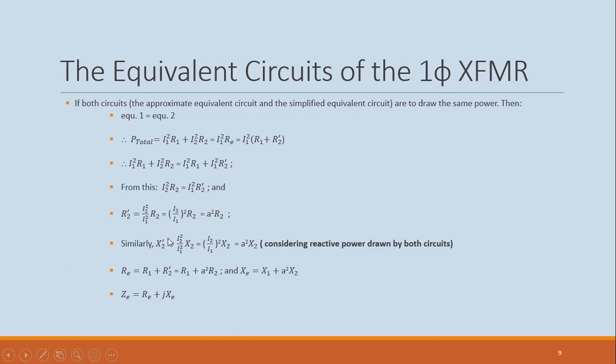So similarly for the reactance, if we consider the reactive power drawn by both circuits, then X2 prime would be equal to A square times X2. All right, so it's a similar kind of thing.